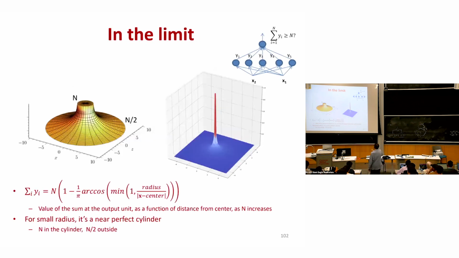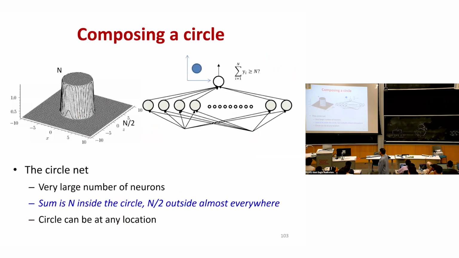There's a mathematical formula that you can derive. In fact, the formula was given to me by one of my ideal undergrads. I presented it in class. He came back after class and he had worked out the formula, so I plotted it. Anyway, so it's n inside the circle, n over 2 outside. And I can make the width of the circle arbitrary. If I make the circle small enough, this is going to end up looking like an almost perfect cylinder, where the sum is n inside and n over 2 outside.